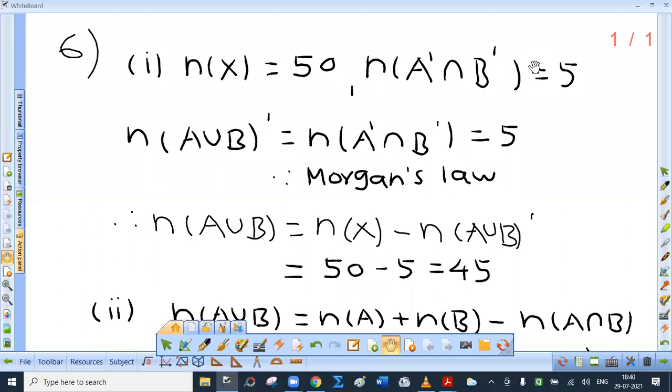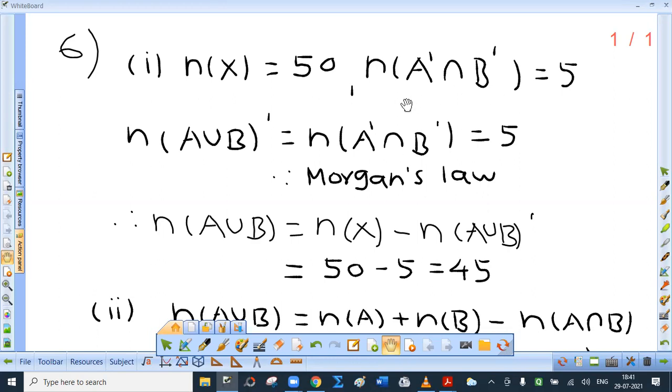Sum number 6. If A and B are subsets of the universal set X and n(X) is 50, n(A) is 35, n(B) is 20, n(A' ∩ B') is 5, find n(A ∪ B), n(A ∩ B), n(A' ∩ B) and n(A ∩ B'). One can use a Venn diagram also. But when to use a Venn diagram, you should understand that. See, n(X) is 50, n(A' ∩ B') is 5.